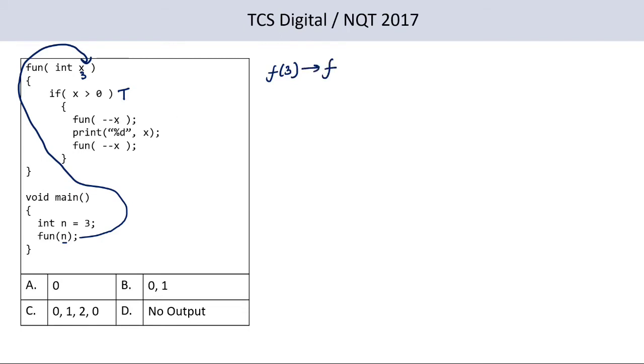f(--x) means it's pre-decrement, so first you will decrement. I'm using f for fun. So 3 becomes 2, and then you have a pending statement, that is you are printing the value of x. What is the current value of x? It has become 2, so you need to print 2, but right now you will not print. Then you are calling a function again with value 1 less. The current value of x has become 2, and reducing 2 will become 1. So you will call this function first.